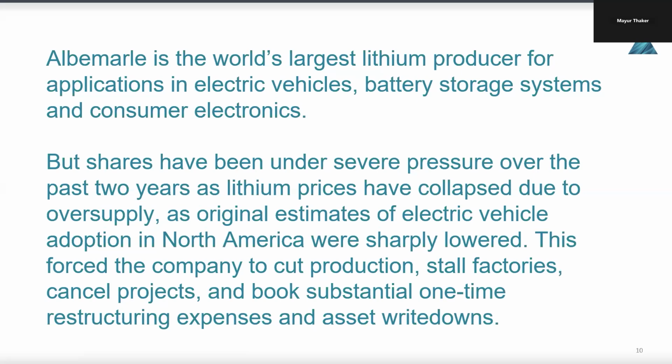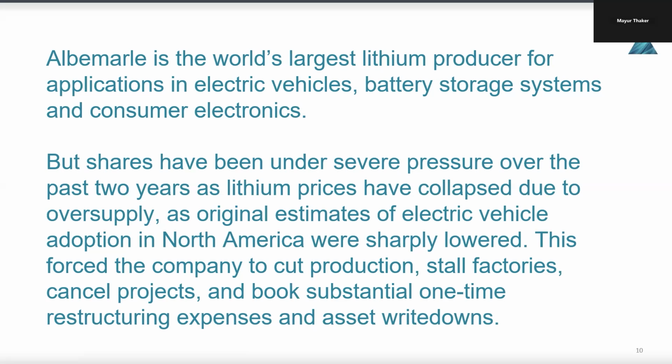The original estimates of electric vehicle adoption in North America were sharply lowered. So this led to oversupply of lithium. This forced the company to cut production, stall factories, cancel projects, and book substantial one-time restructuring and asset write-down expenses. So again, not good, right? But remember, if everything is roses and sweet-smelling gardens, shares never go on sale. So there always has to be a narrative. There always has to be some rocking of the ship for high-quality businesses to go on sale.